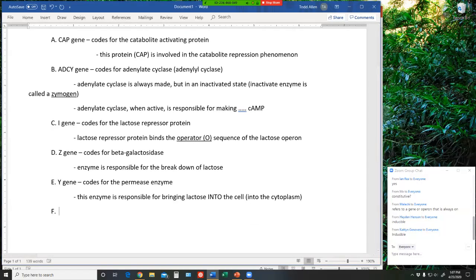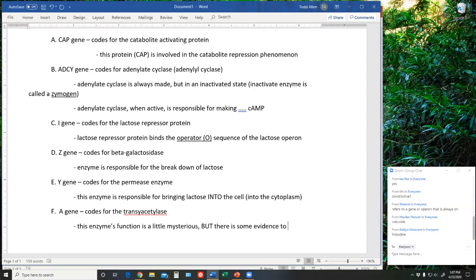And then we have the A gene. The A gene codes for the transacetylase. This enzyme's function is a little mysterious, but there is some evidence to suggest that this enzyme plays a role in breaking down metabolic waste products that arise from lactose metabolism.